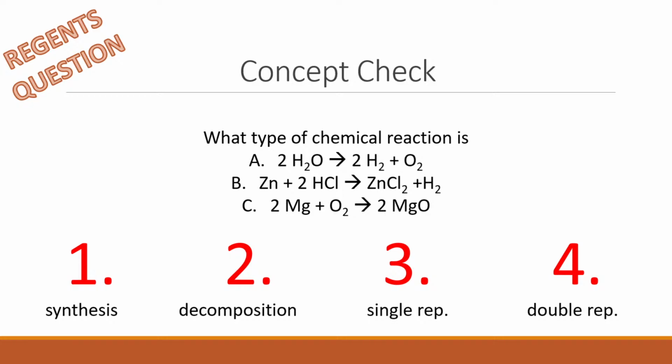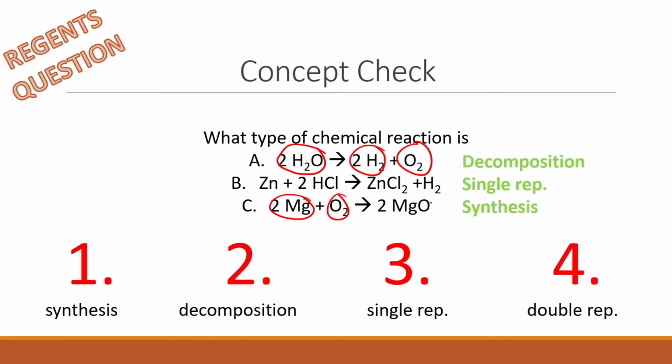When we look at these, we have a decomposition, followed by a single replacement, followed by a synthesis. We know that A is a decomposition. It's one reactant that becomes two products. We know that C is a synthesis. It's two reactants that become one product. When we look at B, we can see it's a single replacement because the zinc replaces the hydrogen. Hydrogen was with the chlorine, now zinc is with the chlorine. There was one replacement that happened there.